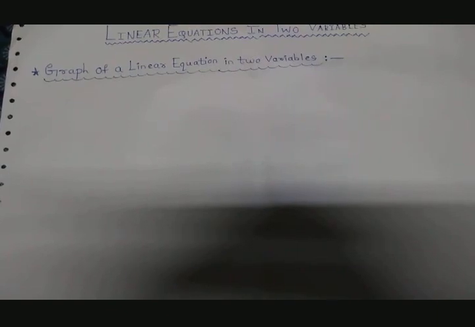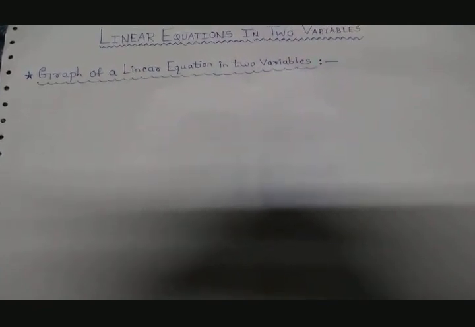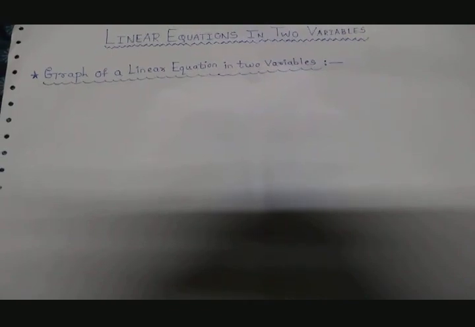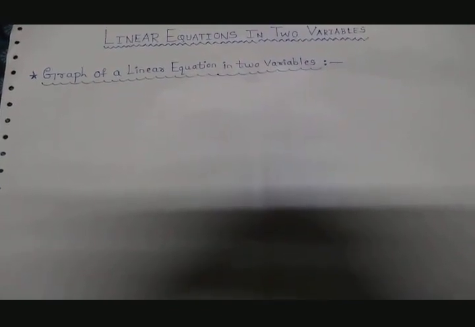So now we will be studying the graph of linear equation in two variables. We will be studying what will be the graph of a linear equation in two variables and what are the important points that we can note down from the graph. Now I will be explaining the graph of linear equation in two variables with the help of an example, and after that I will be deriving some important conclusions using the graph.